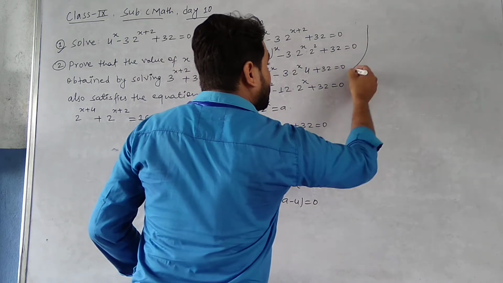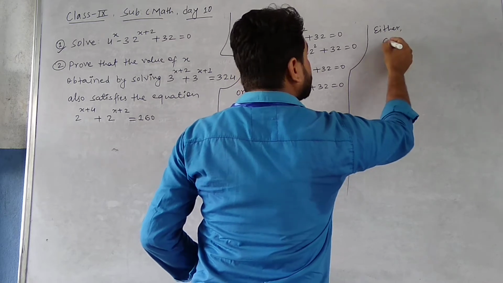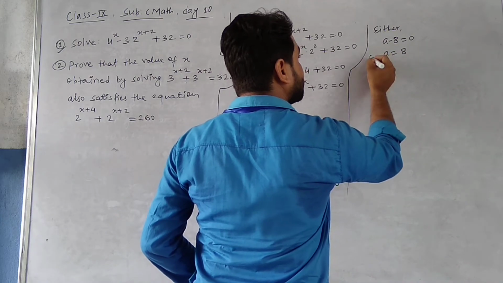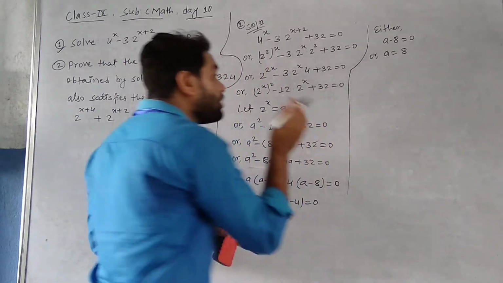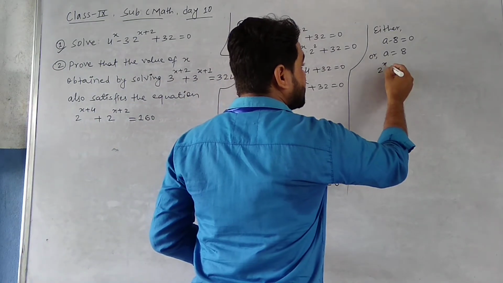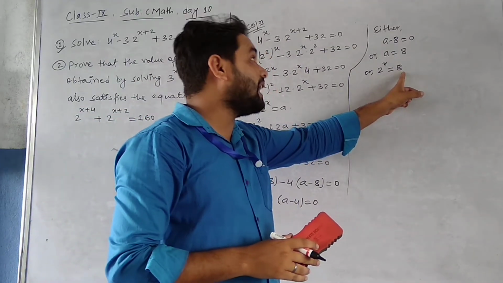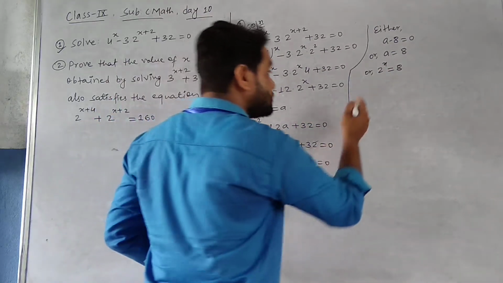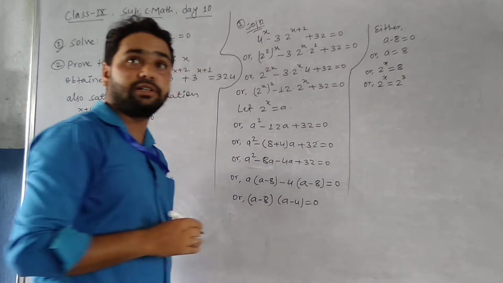That's why we will do that either a minus 8 equals 0, or a equals plus 8, yes, here it is minus, on that side it becomes plus. Now we have already taken a as 2 power x, so we write 2 power x equals 8, yes or not? And now this 8 can be written in the form of 2, since here the base is 2. So we can write 2 power x equals 2 cube.